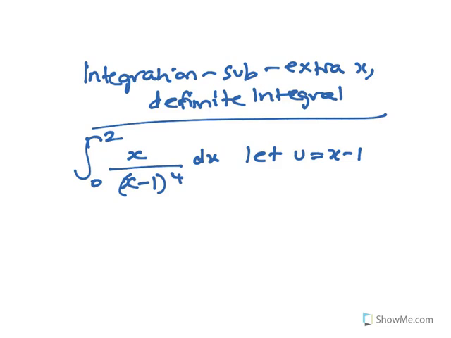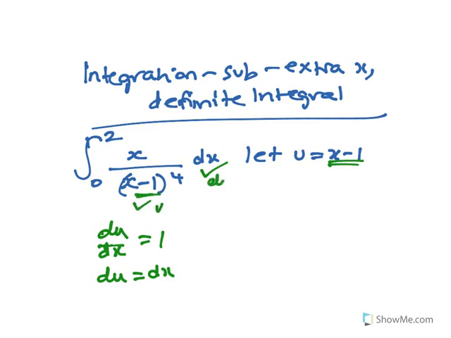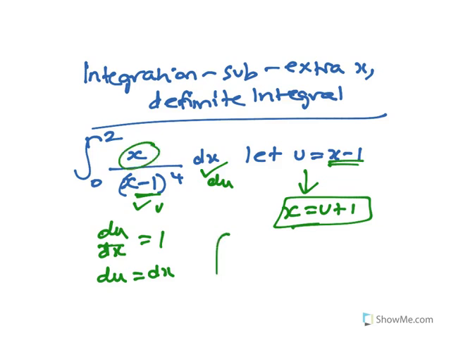So we start off and we go du on dx is 1. That's what we have here. So du equals dx, so that's gone. x minus 1's gone, that's u. So now we just have the extra x there, so we can go x is u plus 1, so that you can get rid of that. So far we're going to go u plus 1 on u to the 4 du. So it's looking good. We've just got to do our endpoints now.